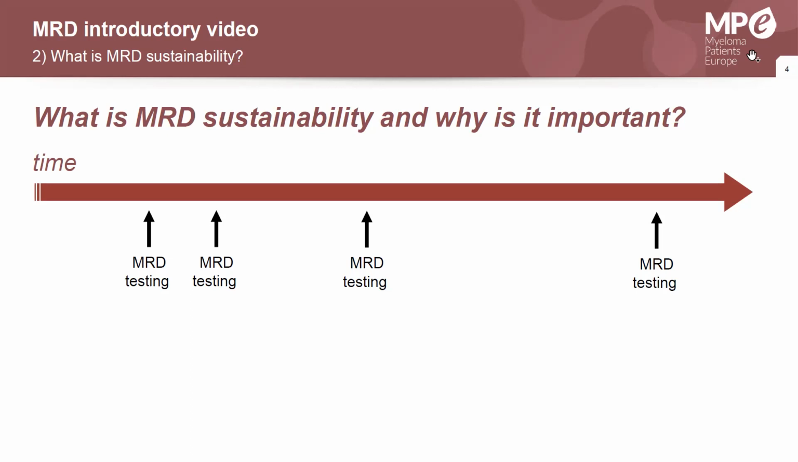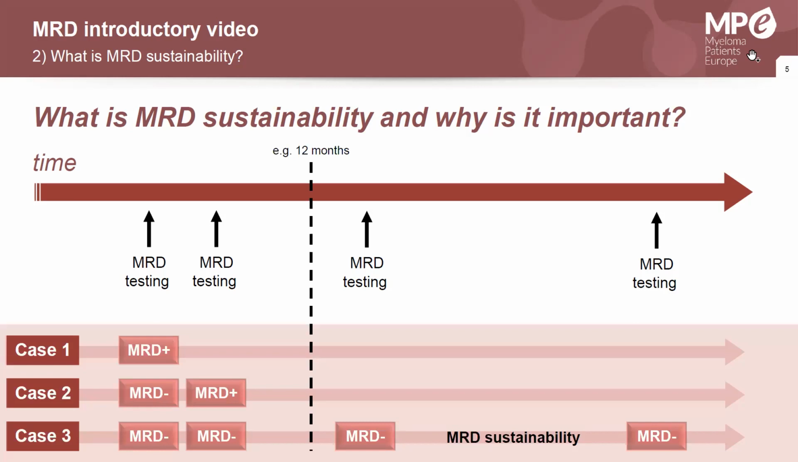Researchers have found that MRD negativity might predict endpoints that are usually used in clinical trials. Examples of these endpoints are progression-free survival, the length of time a patient is in remission, and overall survival, the length of time patients live after treatment. Doctors and researchers most commonly talk about sustained MRD negativity when a patient stays MRD negative for at least 12 months. However, other durations of time have been used. Here are three examples where patient 1 did not reach MRD negativity, patient 2 did, but it was not sustained, and patient 3's MRD negativity was sustained at 12 months and later.